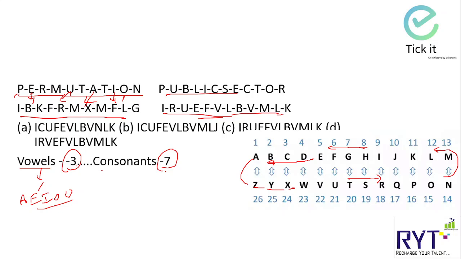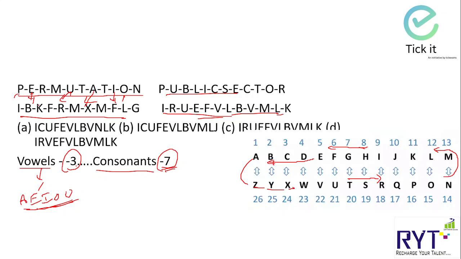We know that the alphabet has vowels and consonants, right? So what is happening here is vowels are getting reversed by -3, and consonants are getting reversed by -7. Which are the vowels? You know that: A, E, I, O, U.